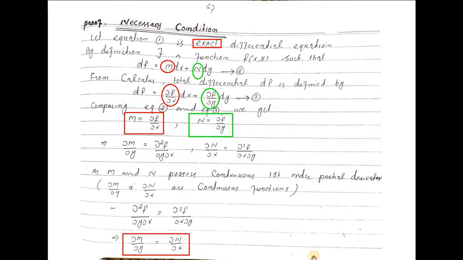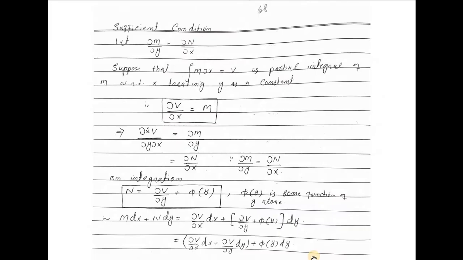Now we come to the sufficient condition. Here we have the sufficient condition. By the sufficient condition, we mean we have to take del m over del y equal to del n over del x, and we have to prove that the differential equation is exact. So let del m over del y be equal to del n over del x.